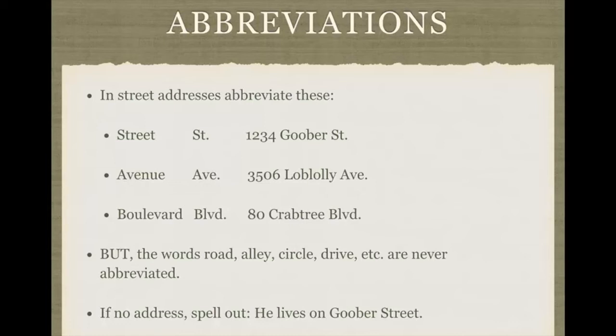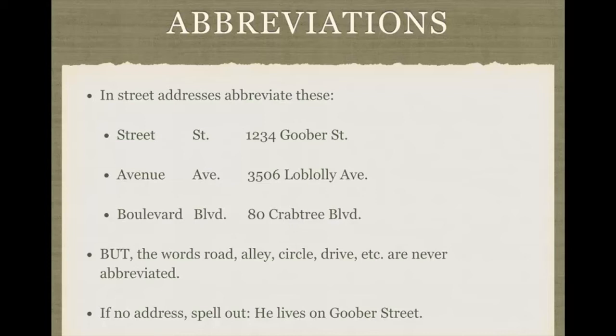But street, avenue, and boulevard under AP style, if you have the numeric address in front of it, you abbreviate street, avenue, and boulevard. Those are the only three. So if it's 1234 Goober Street, it would be 1234 Goober St. Same thing with avenue and boulevard there.